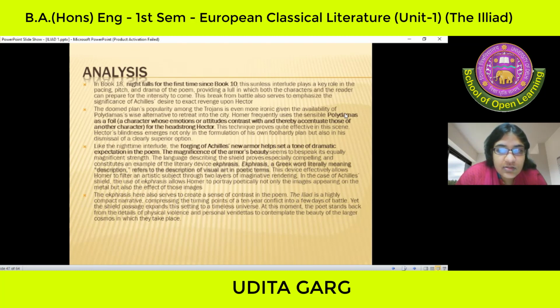So Homer frequently uses the sensible Polydamas as a foil, a character whose emotions or attitudes contrast with and thereby accentuate those of another character, for the strong Hector. Right? So Polydamas can be called a foil to the character of Hector. This technique proves quite effective in the scene. Hector's blindness emerges not only in the formulation of his own foolhardy plan, but also in his dismissal of a clearly superior option. Right? So Polydamas' suggestion would have been a more pragmatic, more practical course at this point of time, but Hector ignores that decision.